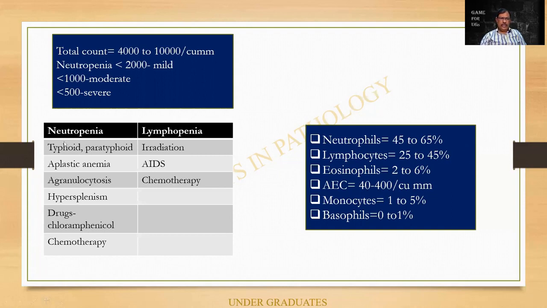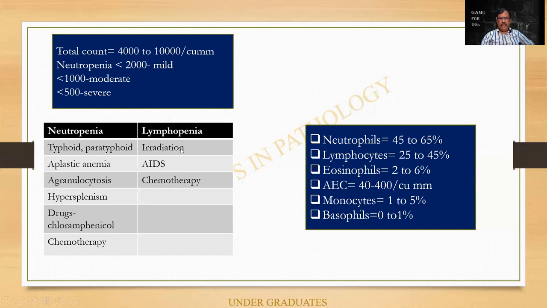Neutropenia, what are all the causes? These are all the list of causes. Again, please read up. Typhoid, aplastic anemia, agranulocytosis, hypersplenism, drugs such as chloramphenicol. I have taken it in my class on aplastic anemia in one page. Chemotherapy. Agranulocytosis, please read. This has been asked as a university question.